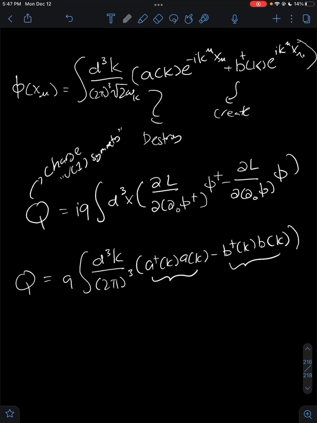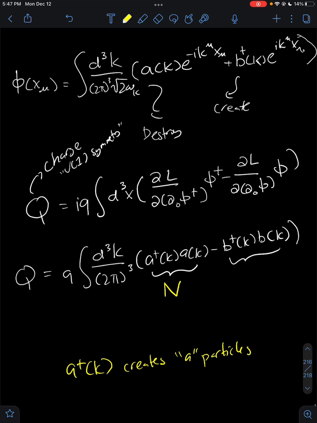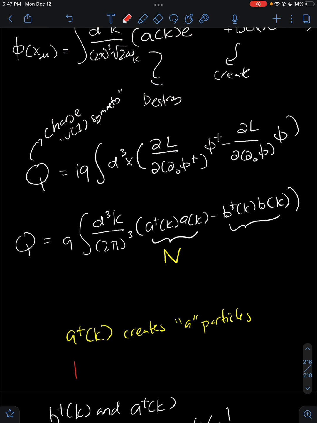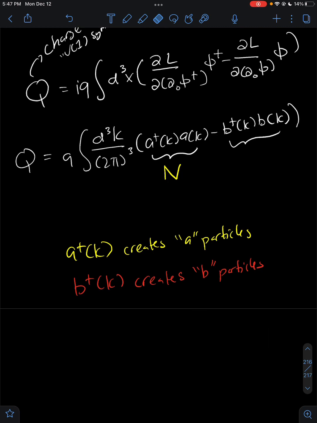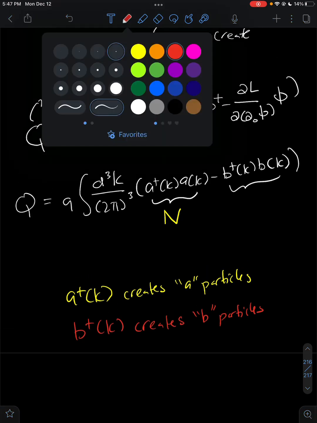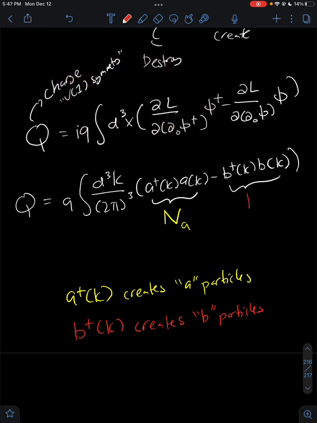And we can notice that this over here is just the number operator for the particles. Let's just call the particles that A conjugate k creates A particles. So it creates A particles. And then B conjugate k is going to create B particles. So these create B particles. And it turns out that there's going to be a relation between the A particles and the B particles. So let's call this the number operator for A particles. Let's call this over here the number operator for B particles.